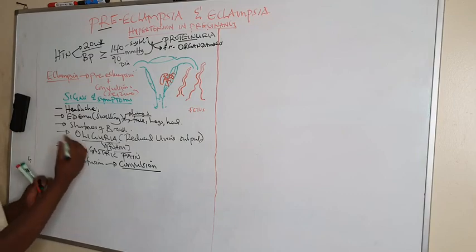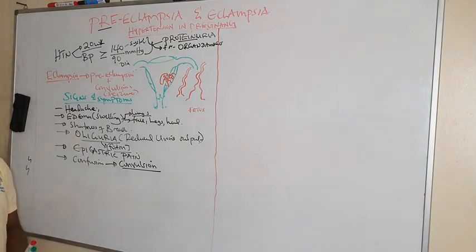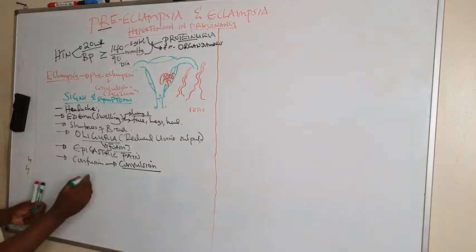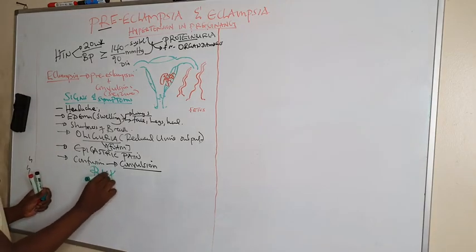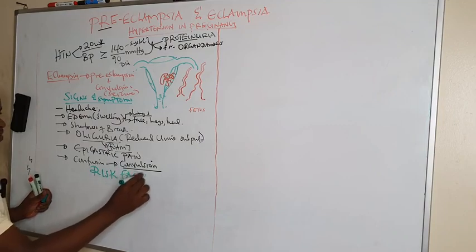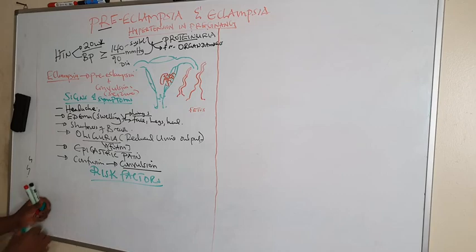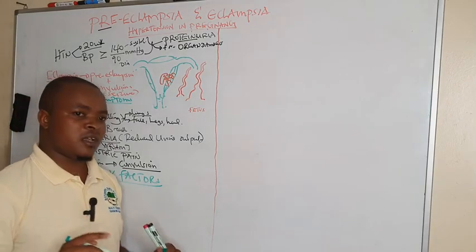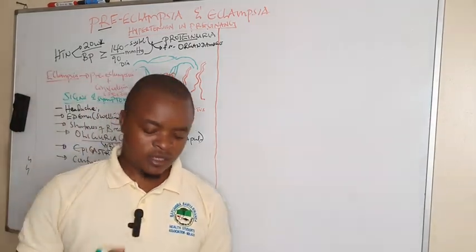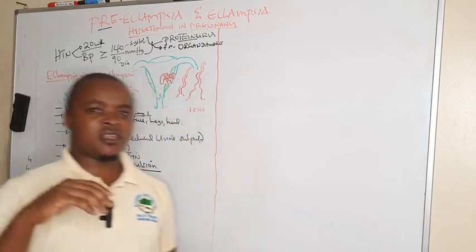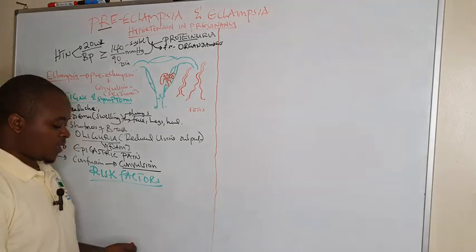So after looking at the signs, we can also look at the risk factors. What are the risk factors? Who is at a risk? Because the cause of preeclampsia is not well known, but we can tell by looking at the risk factors so that we can always prevent it before it happens.